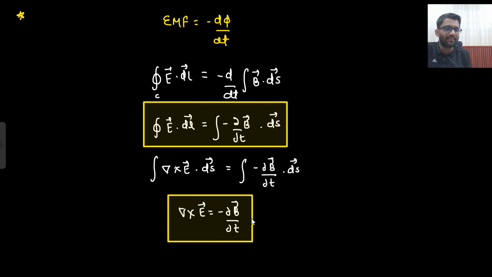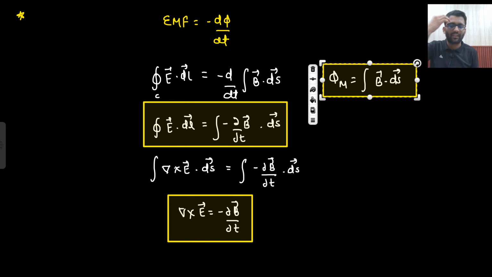What is B here? B is the magnetic flux density. What is phi? I hope you remember it. It is B dot ds, the magnetic flux density dot ds. This is your phi, which we have already studied. So I just replaced it here.